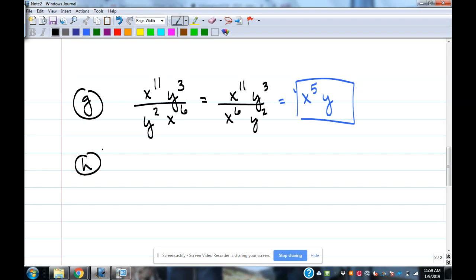Well, what if we mix this with what we did on example C, where we might have something like x squared times y to the 3rd times x times y to the 5th over x, y to the 4th. Something like that.